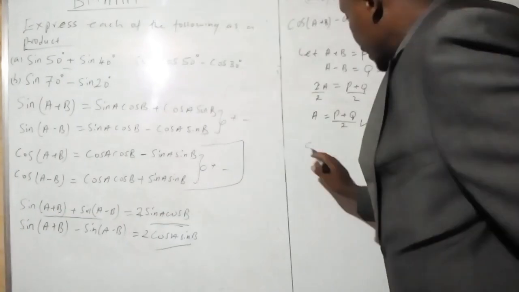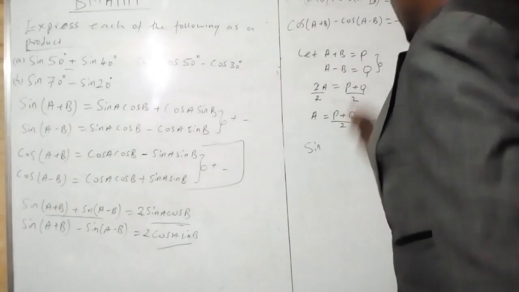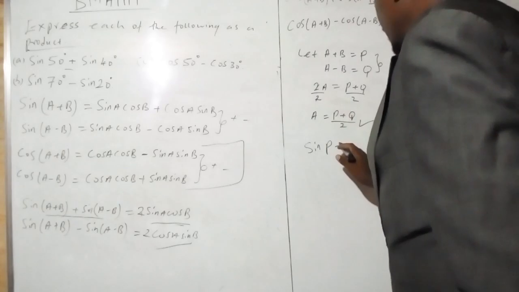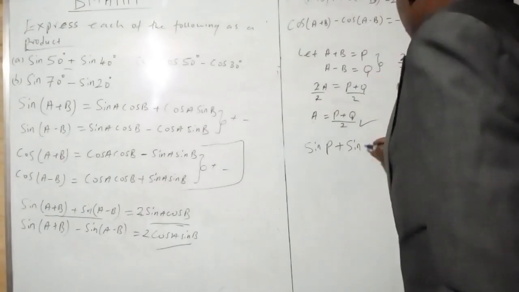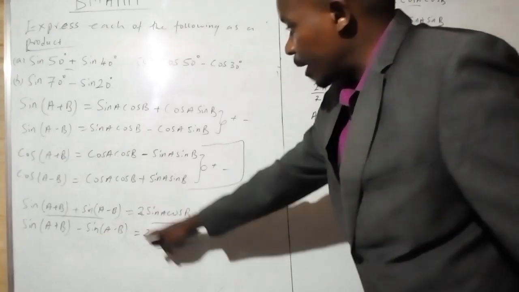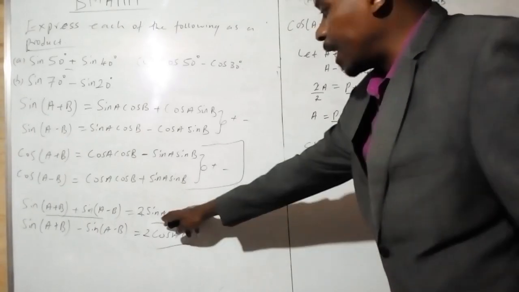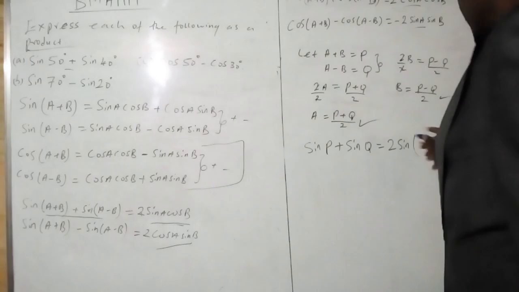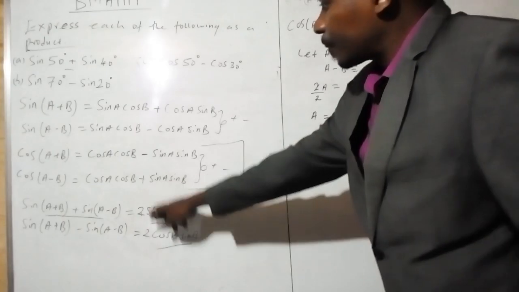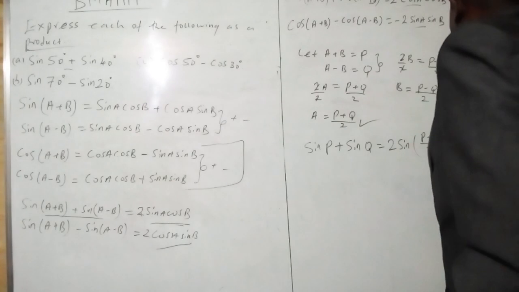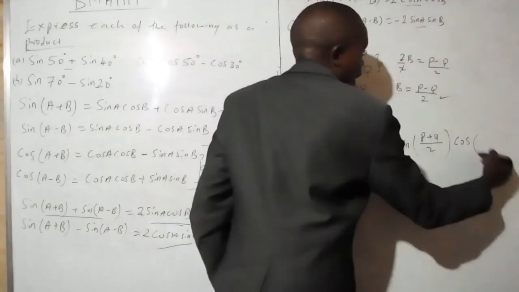We pick this and say sine, but you have said A plus B to be P. Sine P plus sine A minus B to be Q is equal to the product. This is the product, 2 sine, but you have said A will be what? This is our A, P plus Q over 2. Then cos B. B now is what? This is our B, P minus Q over 2.